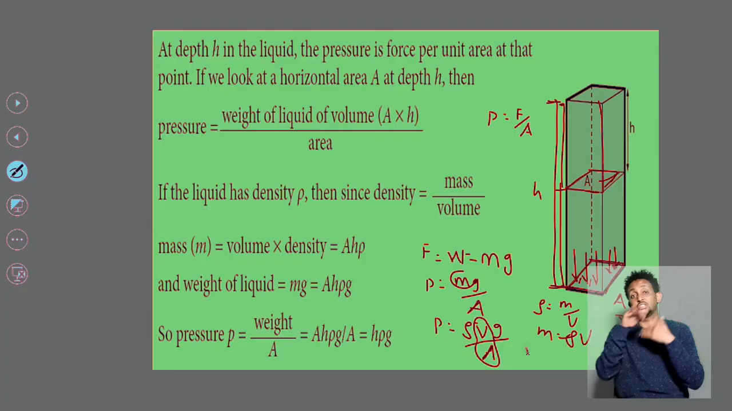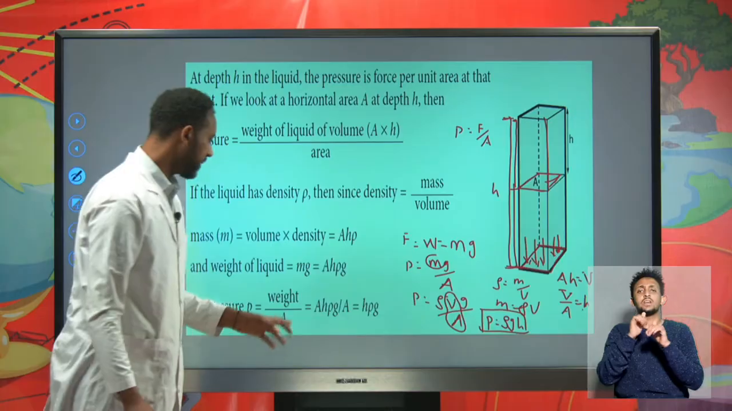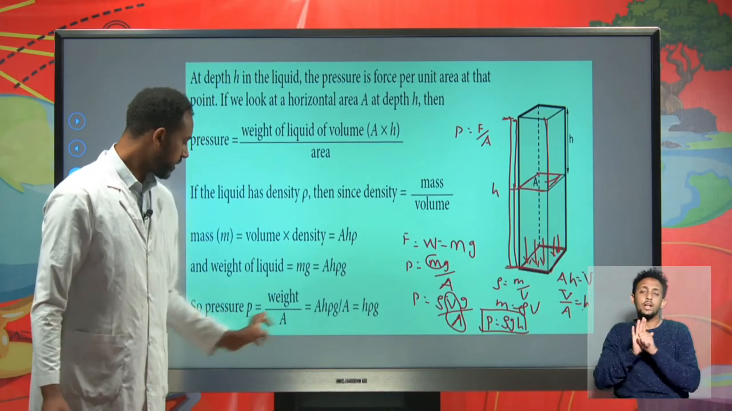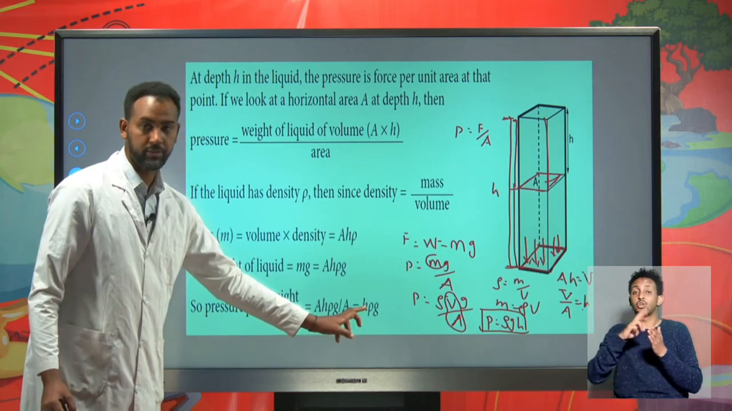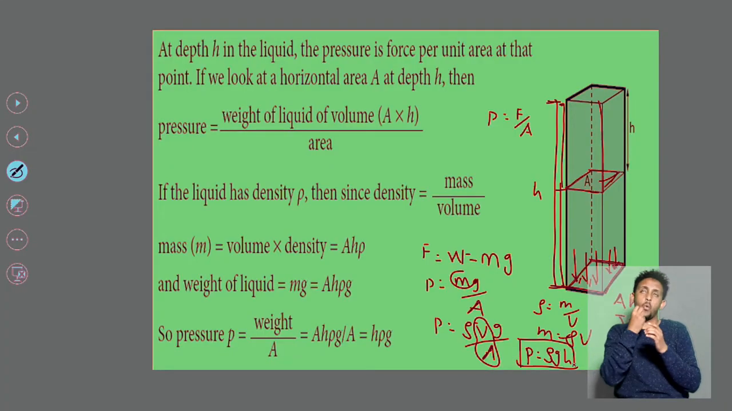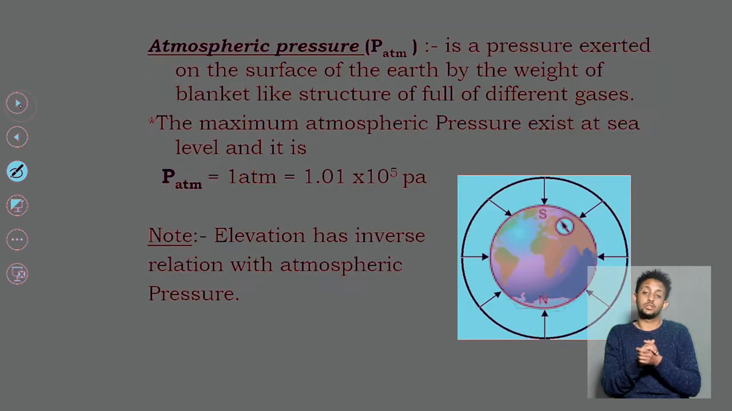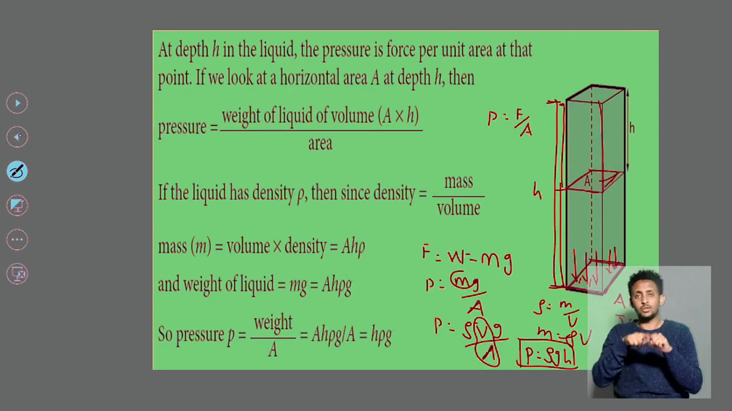Therefore, generally, the pressure P of a liquid can be given as rho, the density, times gravity g, times the elevation or the depth. This is how we determine the pressure of a liquid. Pressure of a liquid can be given as h, the depth, times rho, the density of the fluid, it might be water or any other fluid, times the gravity g. Rho g h is how to determine the pressure of a liquid. The pressure of a liquid generally depends on those three factors.